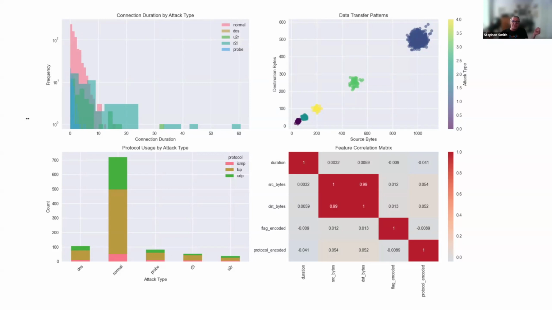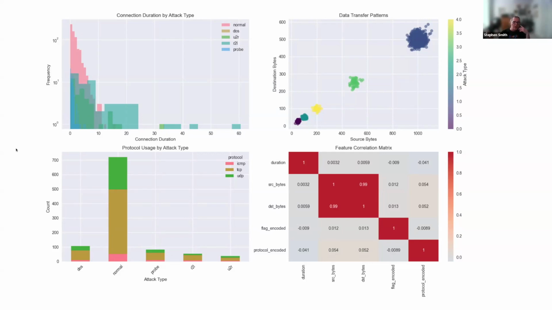Probe attacks are blue or teal colored. They have low to moderate source bytes and destination bytes. This is port scanning, service enumeration. You're not trying to unleash a fire hose against your attacker, but you're still putting a fair amount of traffic in there because you're looking for activity.